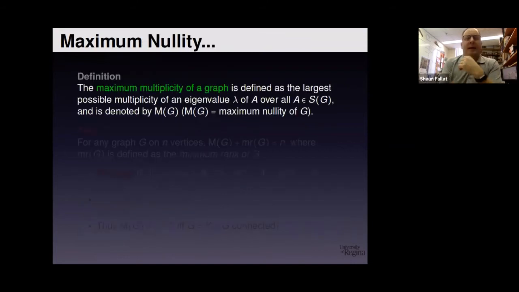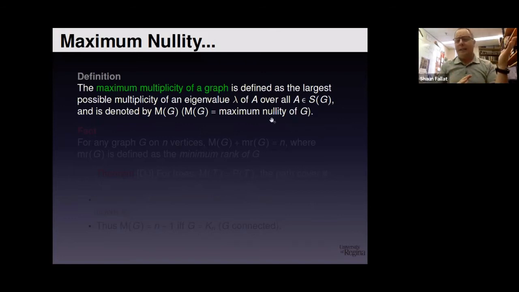Okay. So maximum nullity. In its basic form, the way I'm describing it here, I start with a graph and define the collection S of G. I simply look at all the multiplicities over all the eigenvalues of A, take the largest possible multiplicity, and do this over all matrices A in the collection S of G. And whatever number pops out, that's called capital M. So it's the largest possible multiplicity of an eigenvalue associated with a matrix in S of G.